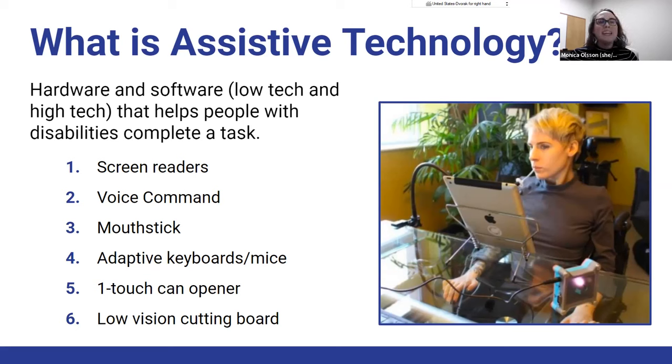And then some less techie options, just to get you thinking about what AT can look like in other areas of our world and our life. If someone can't use, and this applies to me, I struggle to use both hands to open a can using a traditional can opener, because you have to hold it with one hand and crank it with the other, and that's pretty difficult for me. So by using an electric one-touch can opener, that's a piece of low-tech, real-life AT that I've selected to make that experience more accessible to me in the kitchen.